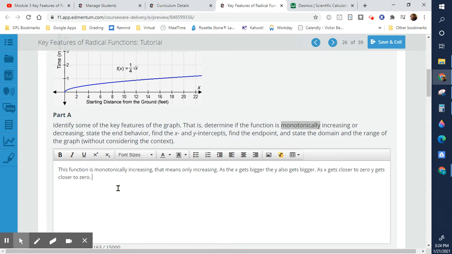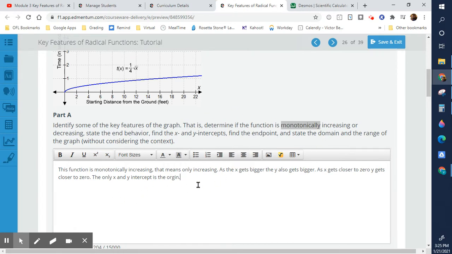Find the x and y intercepts without using a calculator. The only x and y intercept is the origin. So this is just saying that our x and y intercept is 0, 0. So the only x-intercept is the origin.